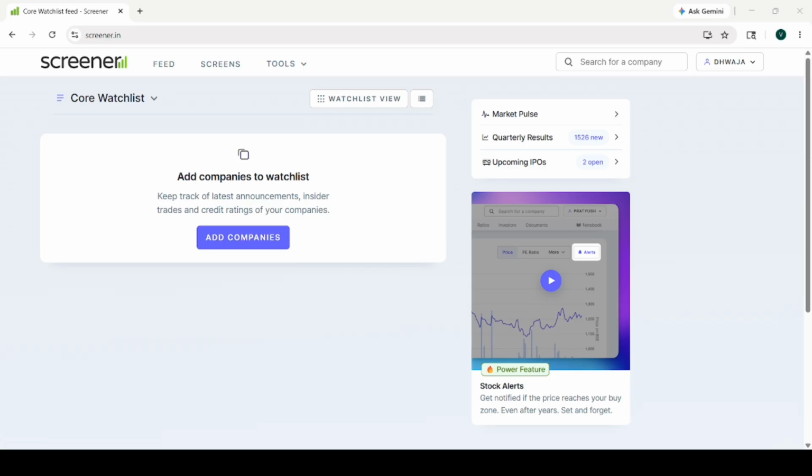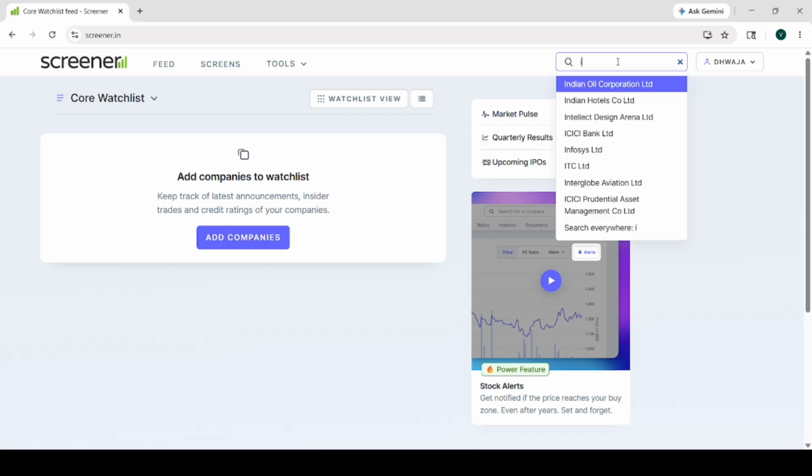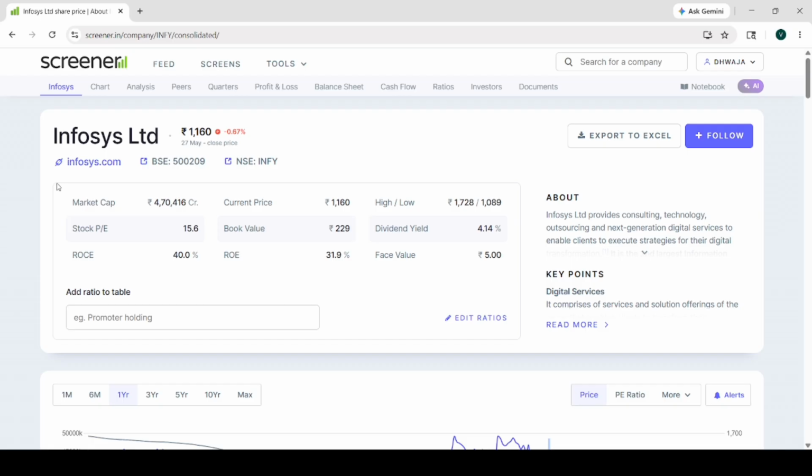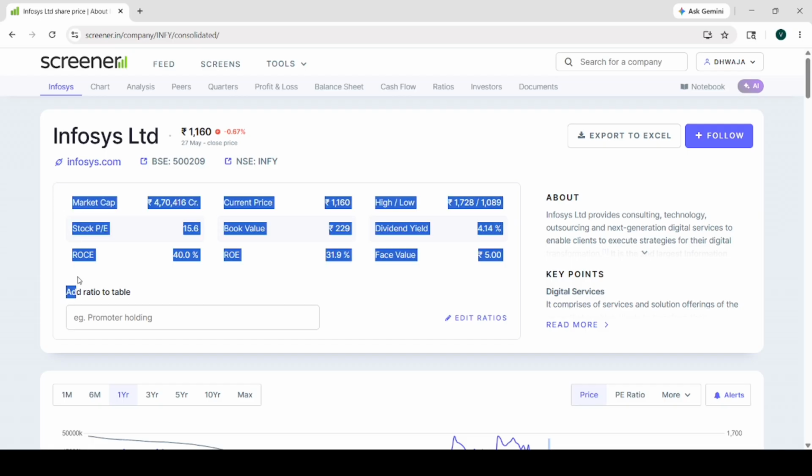Next, in the next section, friends, I will show how to check the cash flow on screener.in. Go to the Google browser and type screener.in. This screen will appear. In the search for a company column, type whatever company name you want and press enter. The company will appear here. You can see the summary of the company: market capitalization, current price, high and low during the year, dividend yield, etc.